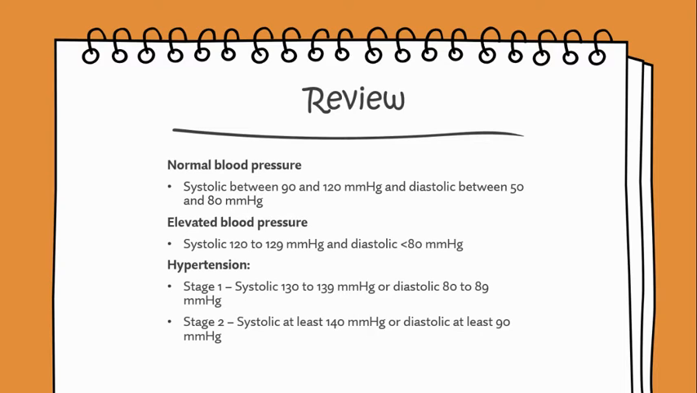Elevated blood pressure, systolic blood pressure, would be 120 to 129 millimeters of mercury, and diastolic blood pressure would be less than 80 millimeters of mercury.